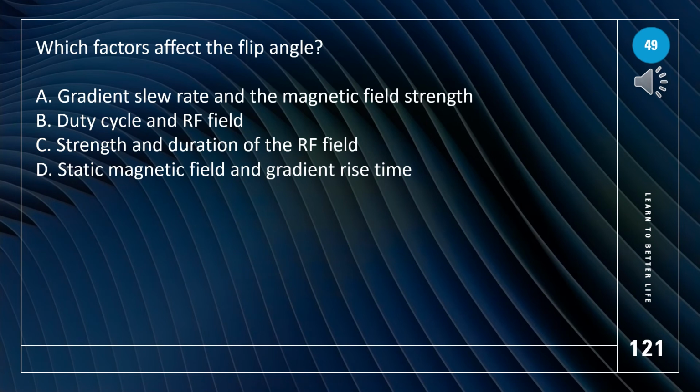Which factors affect the flip angle? A. Gradient slew rate and the magnetic field strength. B. Duty cycle and RF field. C. Strength and duration of the RF field. D. Static magnetic field and gradient rise time. The answer is C. Strength and duration of the RF field.